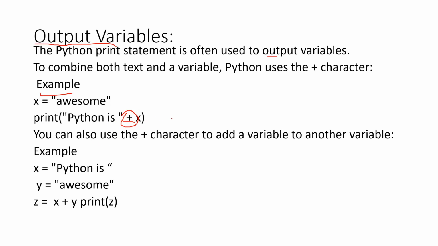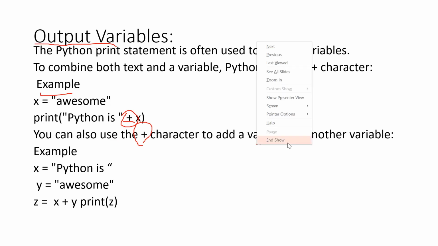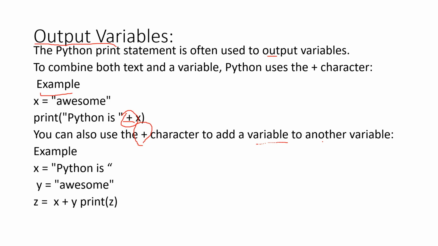You can also use the plus character to add a variable to another variable. If we want to add one variable to another variable, then we use the plus character. Example: x equal to Python is, y equal to awesome, and z equal to x plus y. Then the print z statement produces the output Python is awesome.